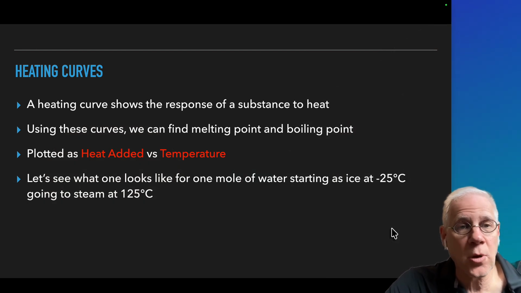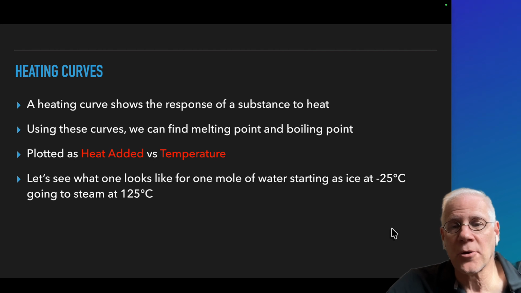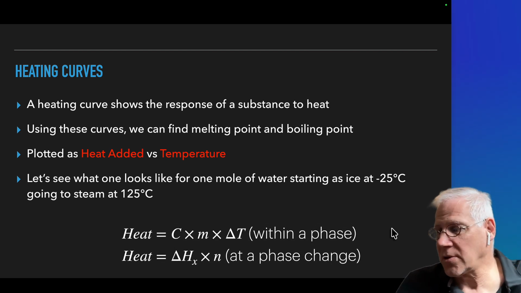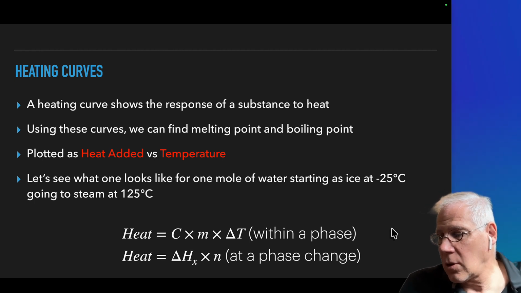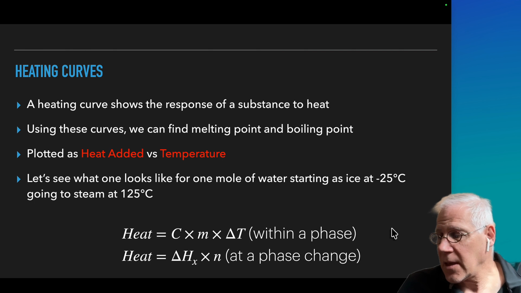What we're going to do is take 1 mole of water. It's going to start as ice at a very cold temperature of minus 25 degrees Celsius, and we're eventually going to turn it into steam at 125 Celsius. So we're going to take a sample of water that's 25 degrees below the freezing point and turn it into water gas that's 25 degrees above the boiling point. Now we have a couple of equations that we want to take a look at. These two equations are all you need to do these calculations.